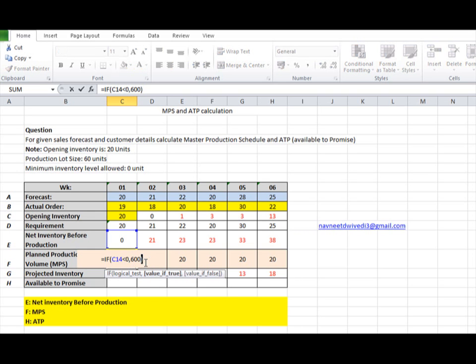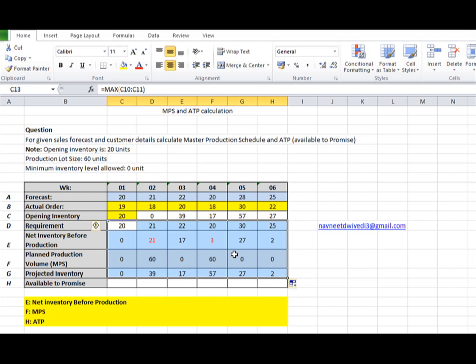Okay, fine. Now for the first ATP, for the first cycle, it's equal to what we produced plus what was our opening inventory for the previous cycle, minus what's the requirement till the next MPS cycle. So now our next MPS cycle is in week 2, so we'll take up to here only.